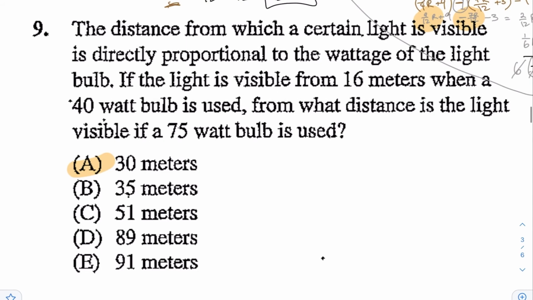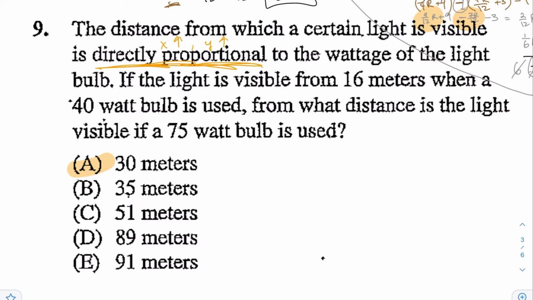All right, next for number 9, the distance from which a certain light is visible is directly proportional to the wattage of the light bulb. If a light is visible from 60 meters when a 40 watt light bulb is used, what's the distance the light is visible if a 75 watt bulb is used? So directly proportional just means a proportion, of course. As x increases, y will also increase at the same rate.